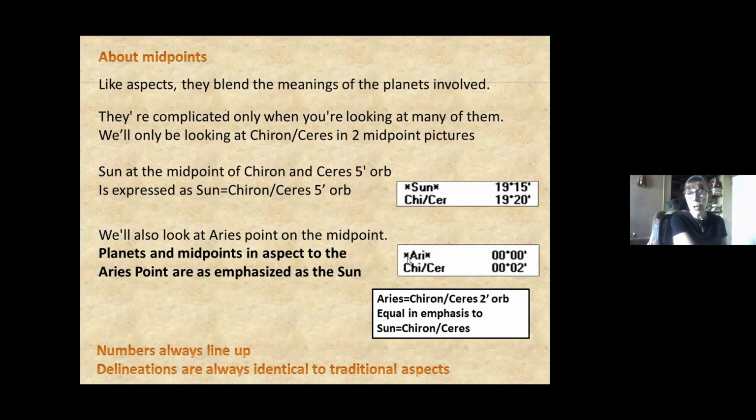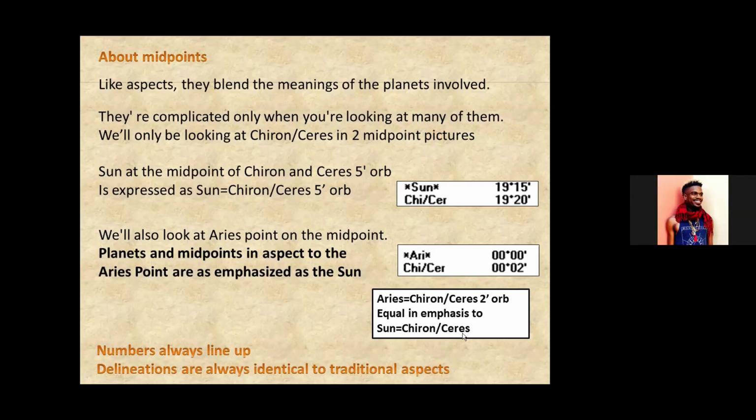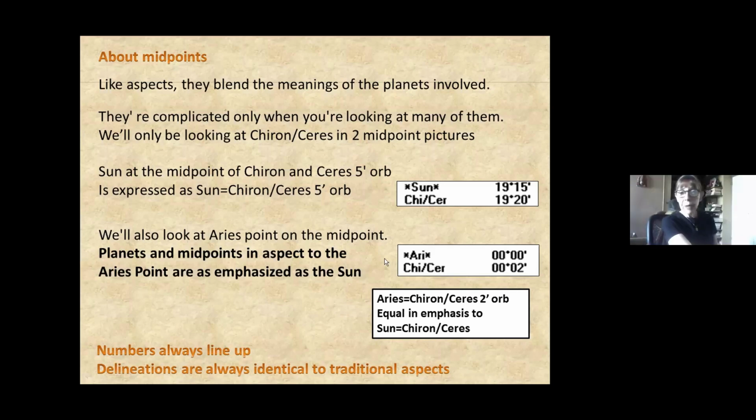All you need to know is that the Aries point is as important as the sun, that any aspects and midpoints that line up with the Aries point are as important as the sun. And this is the way it looks. Aries equals Ceres, or Chiron Ceres, 2 minutes orb. It is exactly equal to sun equals Chiron Ceres. The numbers will always line up this way, and the delineations are always going to be identical to traditional aspects.